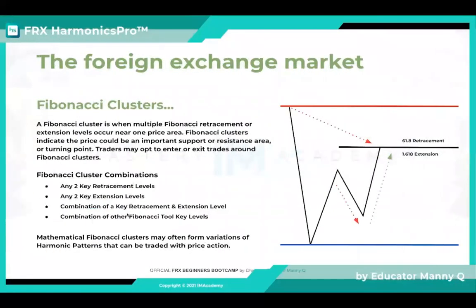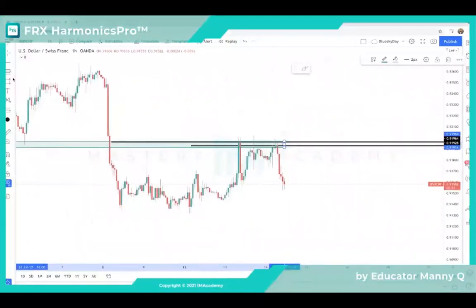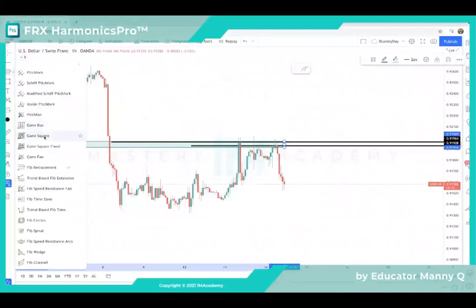Okay. So now just remember, moving forward, that Fibonacci clusters can also derive from a combination of other Fibonacci tool key levels. So they're not just the Fibonacci retracement. Fibonacci tools are also comprised of Fibonacci time zones, Fibonacci arcs, and Fibonacci spirals. Okay, so arcs, spirals, time zones, and retracements are all different variations of Fibonacci that help you predict price retracements, extensions, and a hidden element in the market.